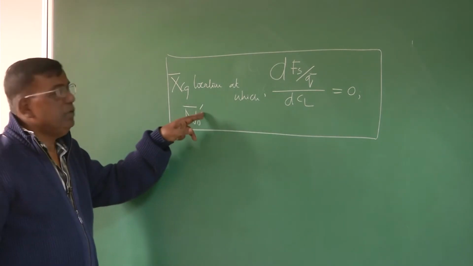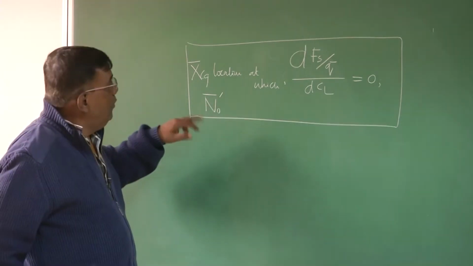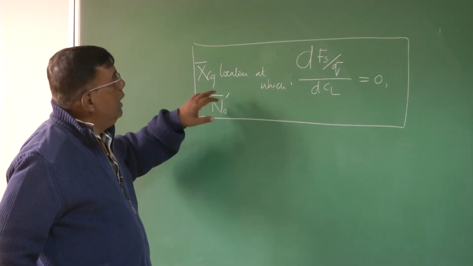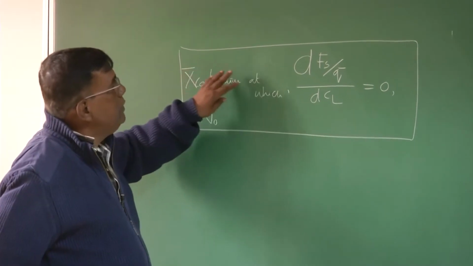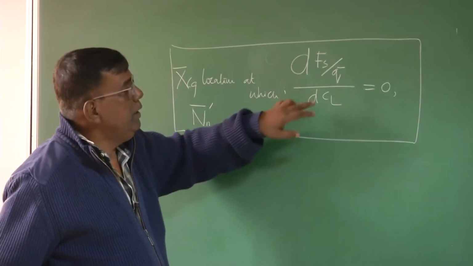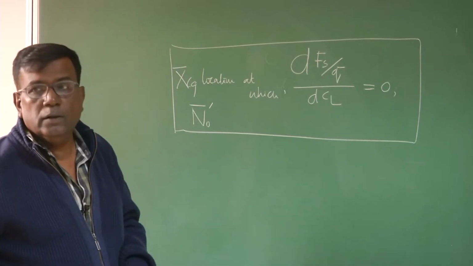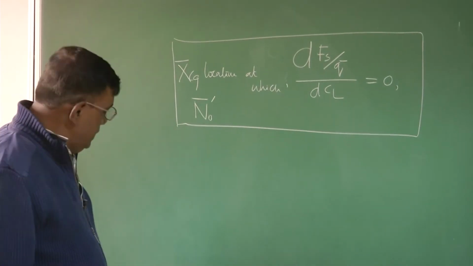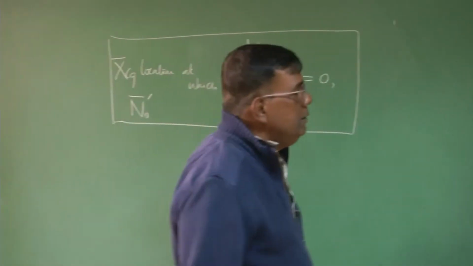For stick-fixed you don't put it here, right? So how do I find the stick-free neutral point? I need to find that CG location at which d(Fs/q bar)/dCl is equal to 0. If I understand this, then let's see how I do the experiment.